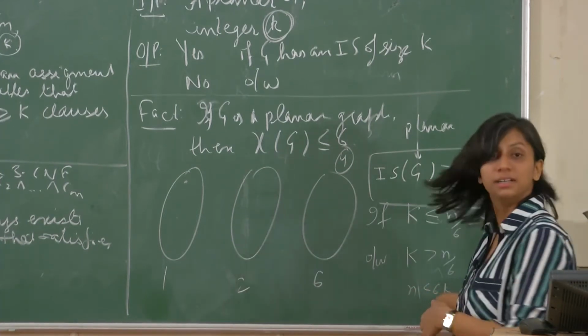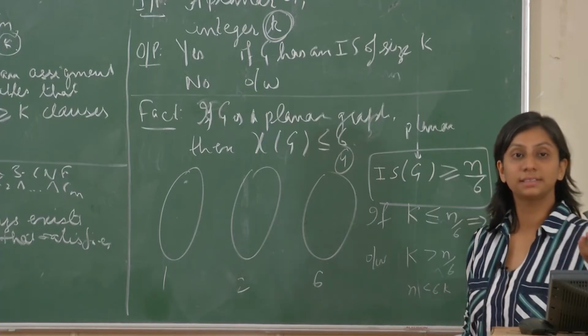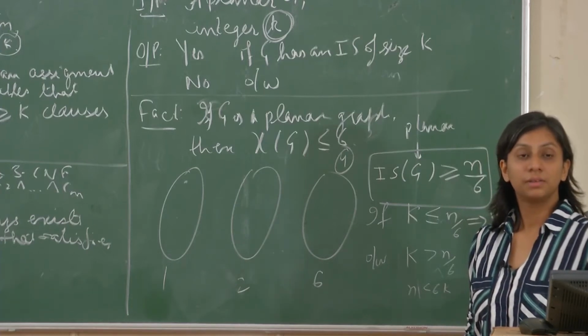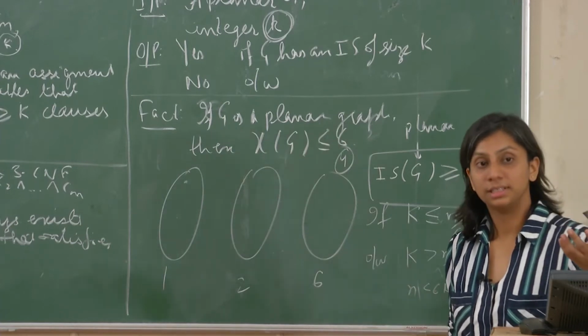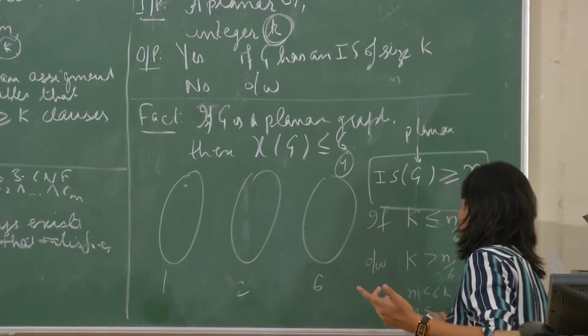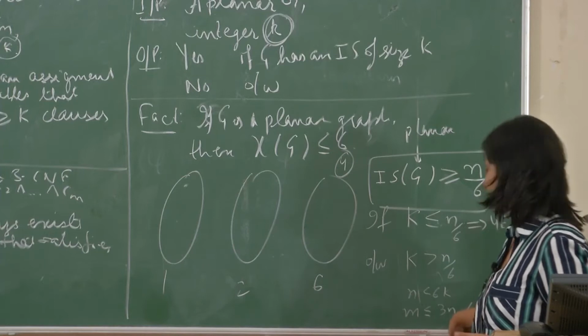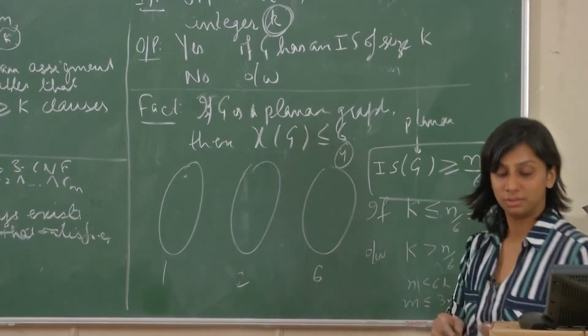And this is of course a kernel, but this only bounds the number of vertices. Can you bound the number of edges? Yes. In a planar graph, you always have this bound that m is at most 3n minus 6. Can you see this?